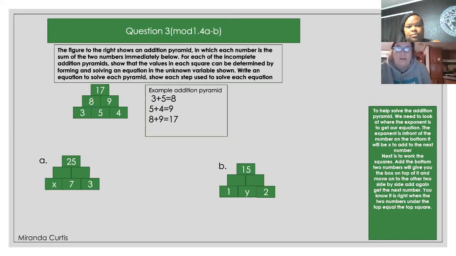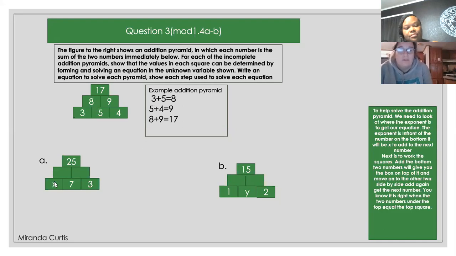Okay, so we have an example addition pyramid up here, and we have 3 plus 5. That's going to give us our square above it, which is going to give us 8. And then we're going to do 5 plus 4 gives us 9. Now our next 2 squares, 8 and 9, are going to give us 17, which is going to give our top. So that is how we're going to start with problem A.